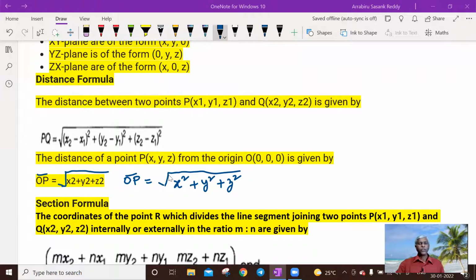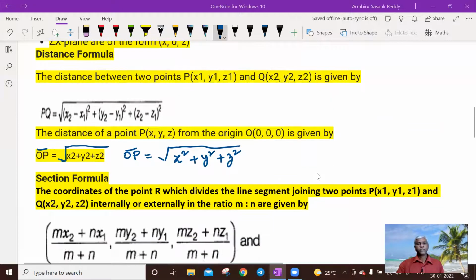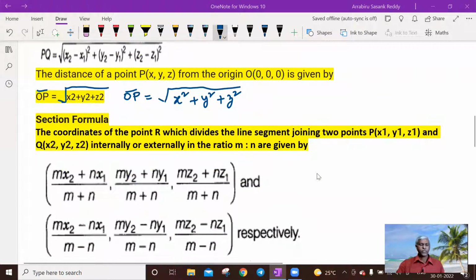So the distance from the origin to any point, OP, is equal to under root x square plus y square plus z square. It is also similar to 2-dimension geometry. So in 2 dimension, under root x square plus y square. In 3 dimension, under root x square plus y square plus z square. So that is the distance from the origin to any point.